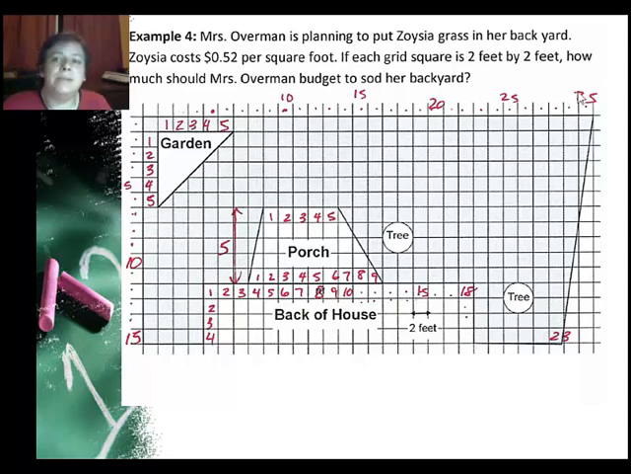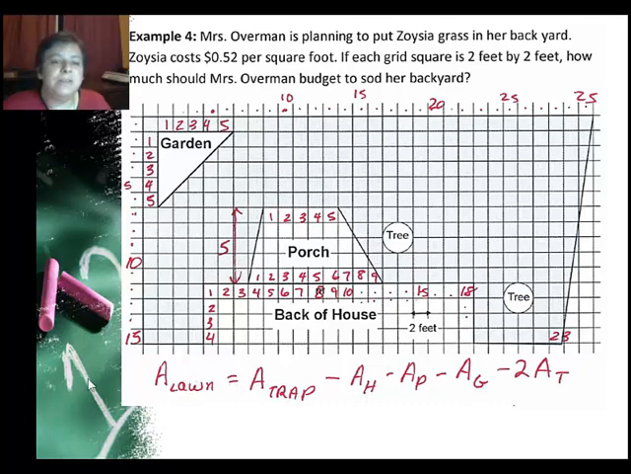You can notice I did some counting on here, some measuring. Each grid is 2 feet by 2 feet, so you're going to find out I'm going to be doubling these numbers when I use them. So let's start first by finding this general backyard before the house and the porch. My plan is to find the trapezoid for the backyard, subtract out the house, subtract out the porch and the garden and 2 trees.